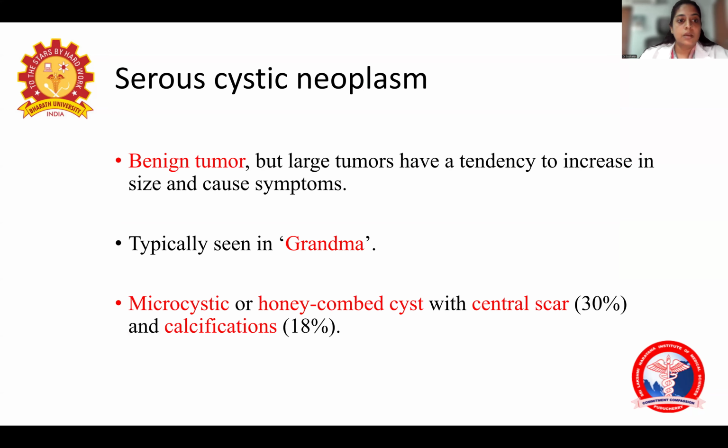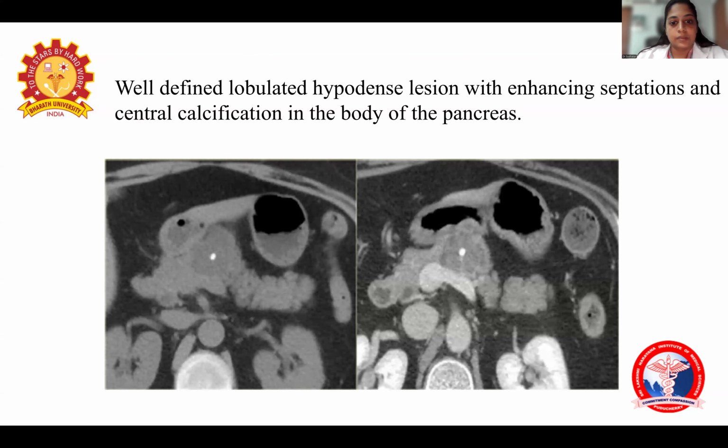Coming to the serous cystic neoplasm, we have already seen that it is a benign tumor. It is a large tumor. It has a tendency to increase in size and has symptoms. Same, it is seen in the grandma age group. So, a microcystic or honeycombed cyst with a central scar and calcifications.